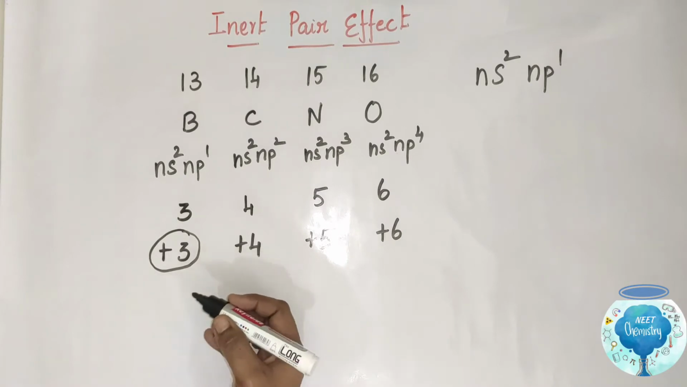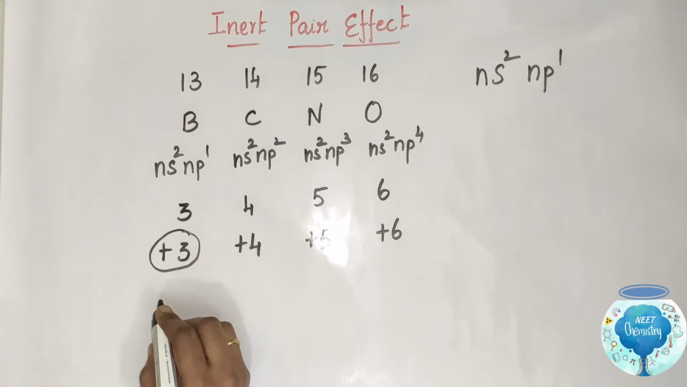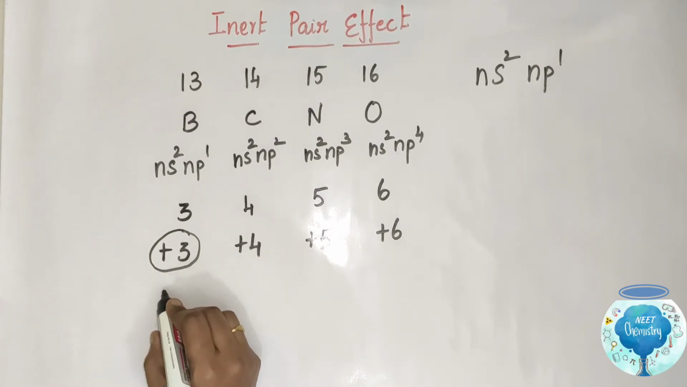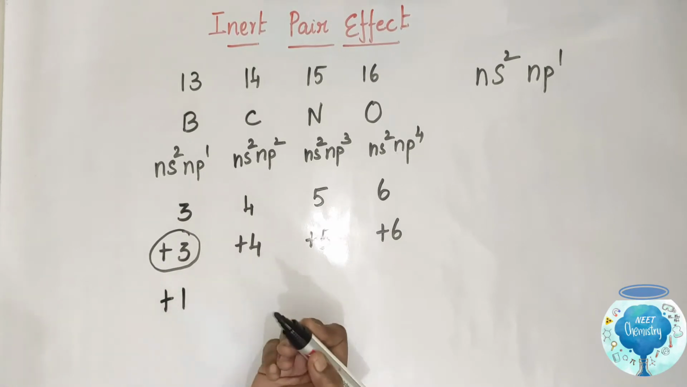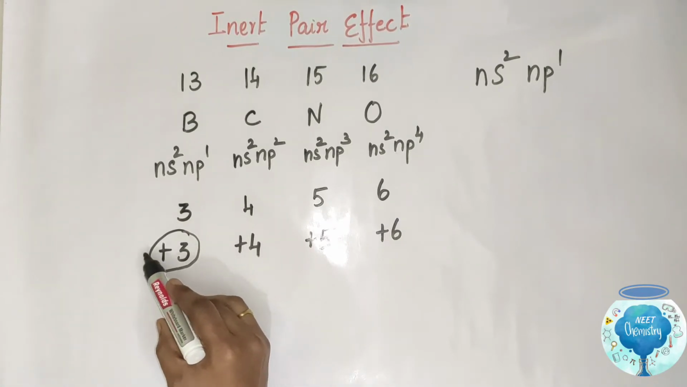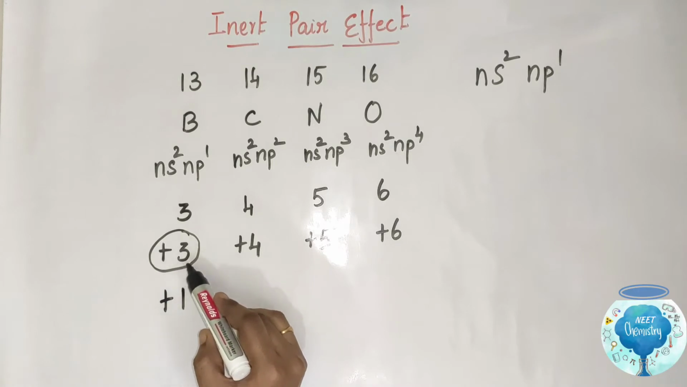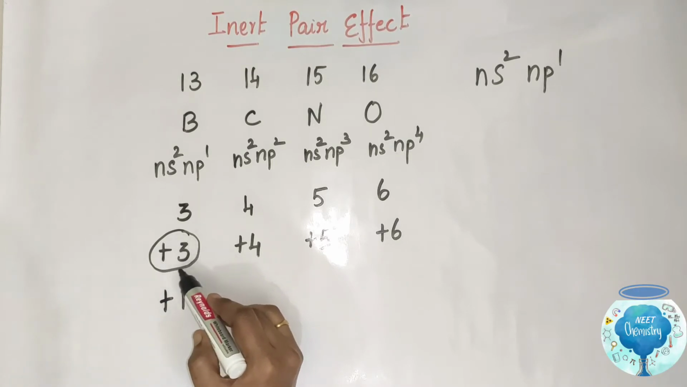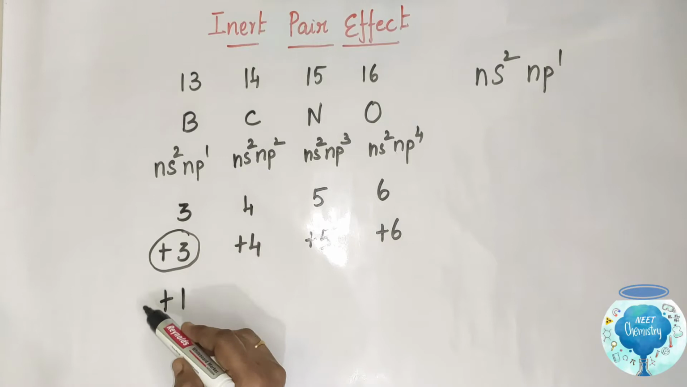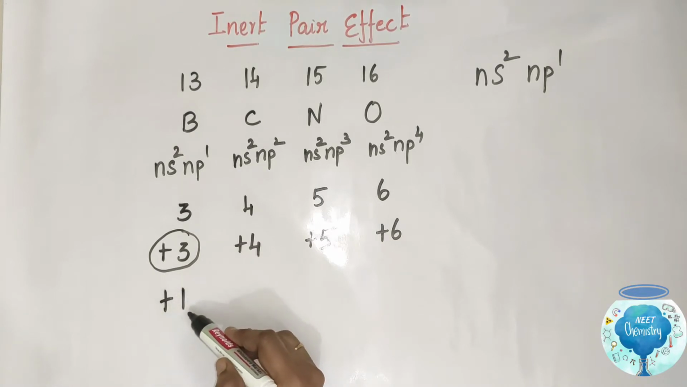But the post-transition heavier elements have a stable oxidation state of plus 1. The most common oxidation state in the boron family is plus 3. But the post-transition heavier elements have a stable oxidation state of plus 1.